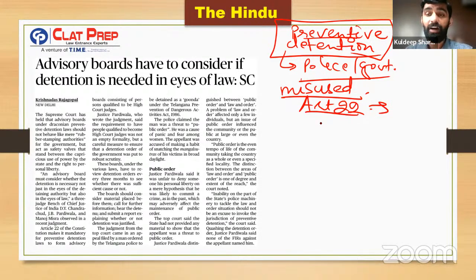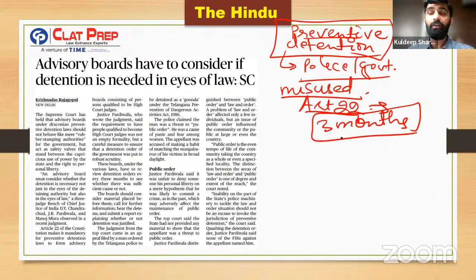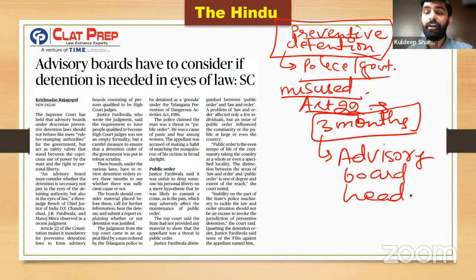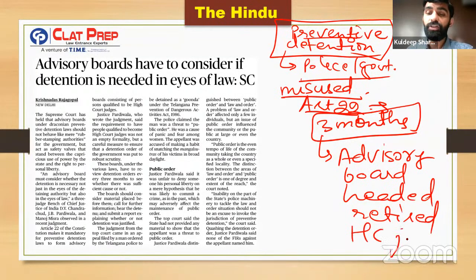For example, one of the safeguards is that preventive detention cannot be for more than 3 months. You have to provide reasons, and it cannot be more than 3 months unless an advisory board headed by a retired high court judge allows it, which means a kind of safeguard has been provided that if the preventive detention is to extend above 3 months, it has to be recommended by the advisory board.